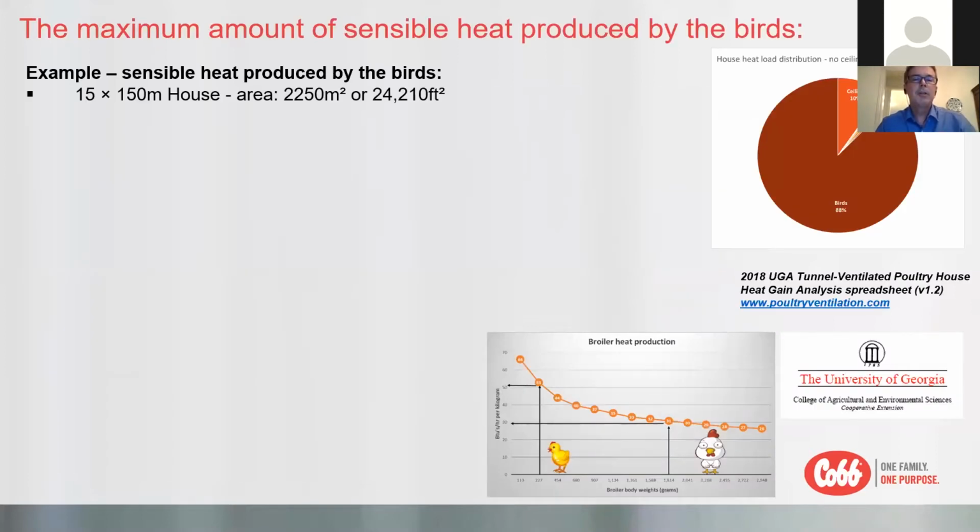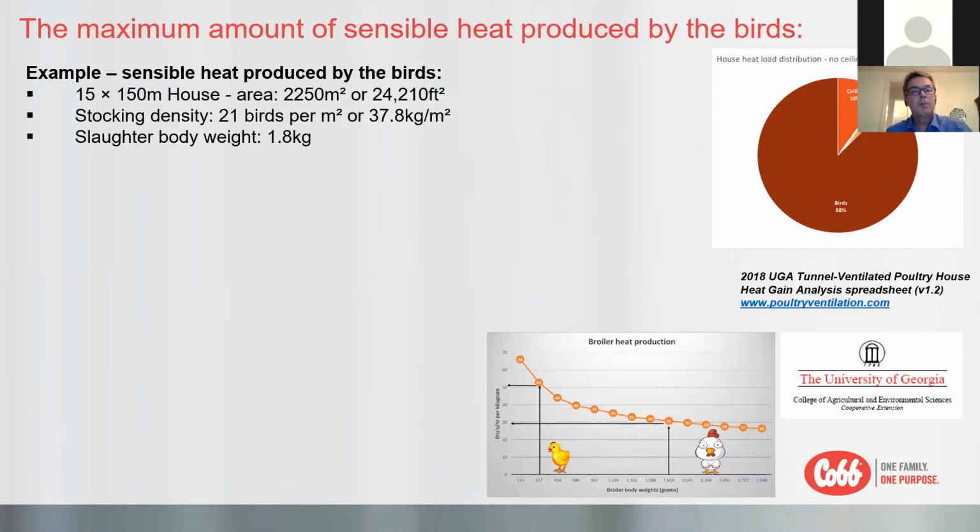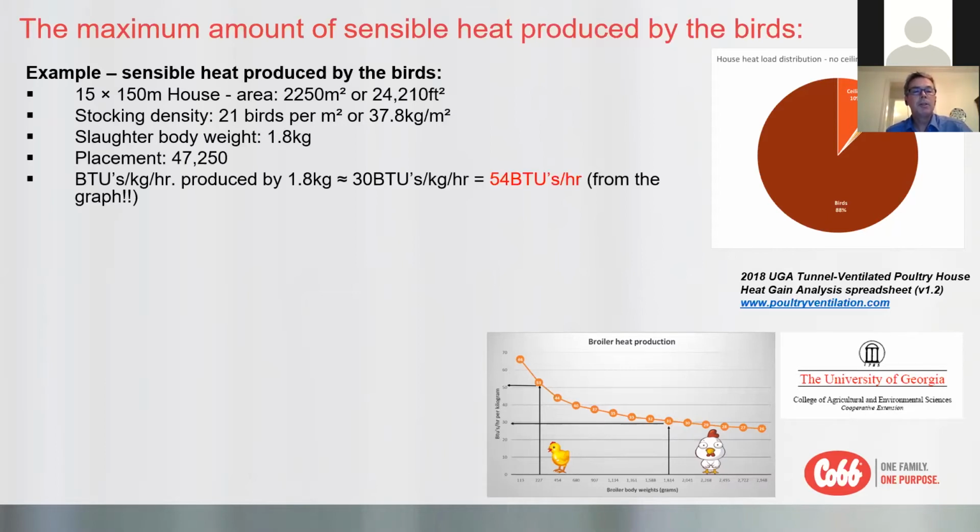So let's look at an example. We're going to run through a little bit of math, and I hope everybody can follow, and it's not too late in the day. I'm early and I'm fresh. So if we look at a house and it's 50 meters wide, it's 150 meters long. So we have an area of 2,250 square meters. We're going to stock this bird at 21 birds per square meter. We're going to kill this bird at 1.8, and we're going to place 47,000 broilers in this house.